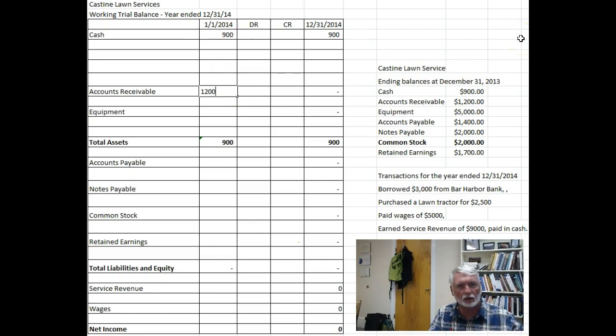Accounts receivable, we had $1,200. And equipment, we had $5,000. You'll notice the right-hand side is filling up, but it's just duplicating the numbers because that's the only number entered. And we have total assets as of January 1st, 14 of $7,100. We also have accounts payable, notes payable, common stock, and retained earnings.